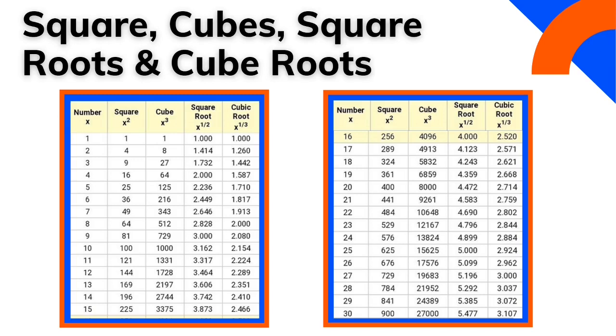I will also suggest you memorize the square roots up to 10, like the square root of 1 is 1, square root of 2 is 1.414, square root of 3 is 1.732, square root of 4 is 2, square root of 5 is 2.236, square root of 6 is 2.449, square root of 7 is 2.646, square root of 8 is 2.828, square root of 9 is 3, square root of 10 is 3.162. This you should memorize by heart.